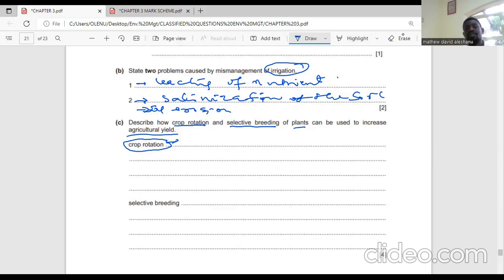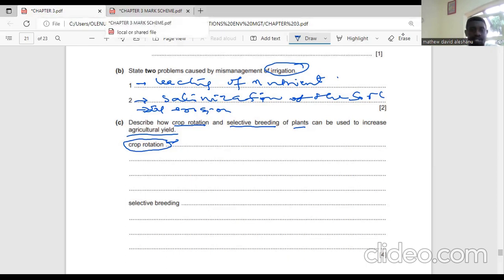Then the advantage of that is it allows the soil to regain its nutrients. Some of these plants, like leguminous plants, help in replenishing the nutrients in the soil. That's a major advantage of crop rotation. Then selective breeding is when you select particular characteristics from a plant, and you cultivate a set of plants that will now have that particular feature.